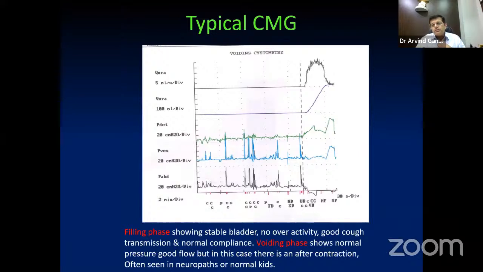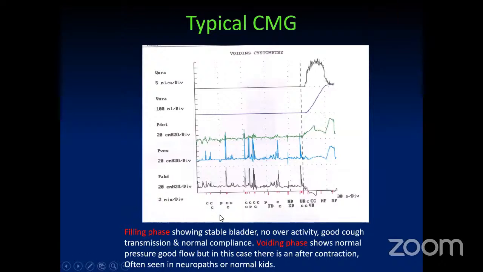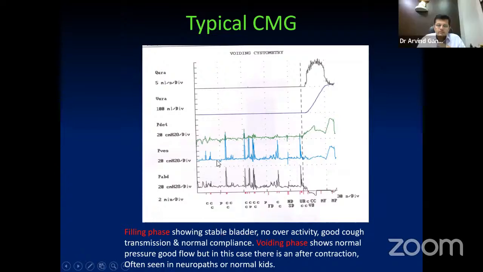We will see what we see in the voiding phase using the 2 nomograms, but let's go into the actual picture. Now this is a typical CMG picture. The filling phase, as you see here, is showing a stable bladder because there is hardly any overactivity. There is almost no overactivity throughout. Good cuff transmission, that means all the lines are patent and properly calibrated. You see that the graph lines are not going up very significantly, so the compliance is normal.